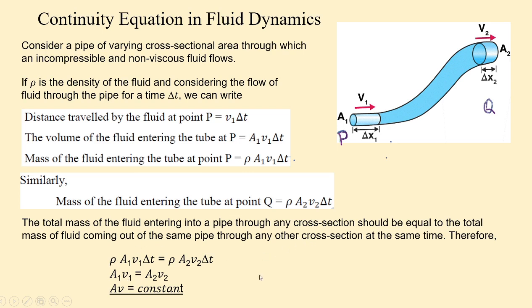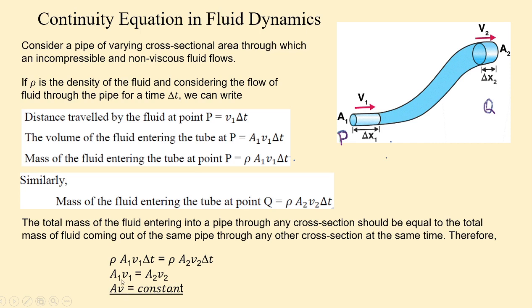Here the densities are the same, so we can cancel them out, and we consider the flow of the fluid at the same time, so delta T can also be cancelled out. So the remaining part of the equation is A1V1 equal to A2V2.